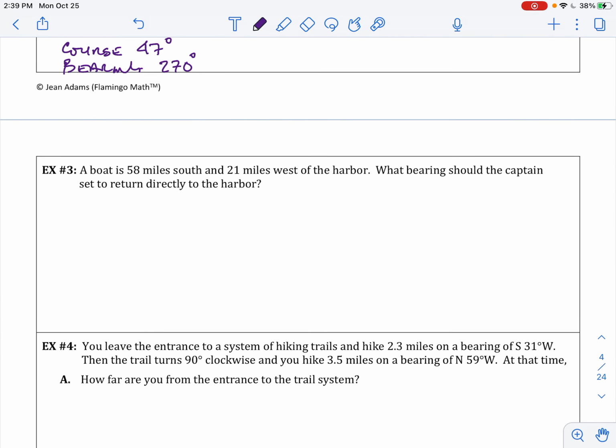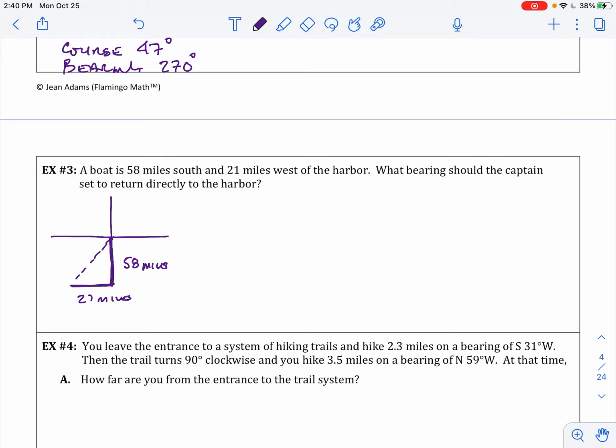if we sketch this, a boat is 58 miles south and 21 miles west of harbor. So let's try to look at this real quick here. All right, so first of all, 58 miles south. Do you agree that comes down like this? So some version of 58 miles this way. And then it's 21 miles west. So I don't know if you can see that's to the left. So this would be 21 miles this way.